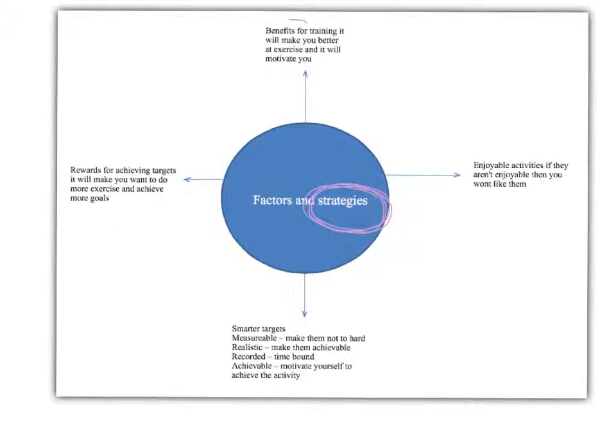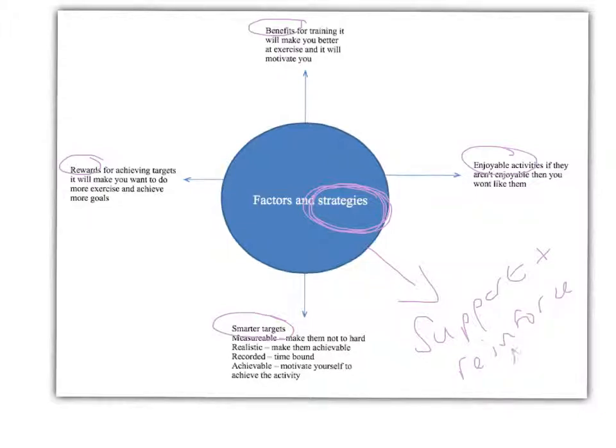You've detailed 4 benefits, enjoyable activities, smarter targets and rewards that would act as strategies. You have missed out 1, which is support and reinforcement. Can you review this particular one and see if you can add it to your work? Remember to give examples for each one where possible in order to better explain your work. When you have completed this task, move on to the next slide.